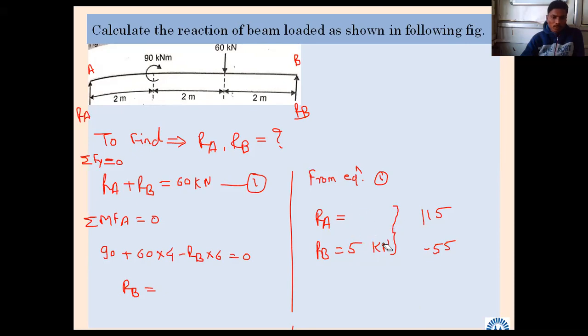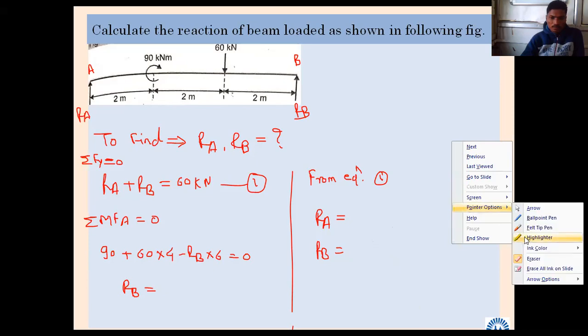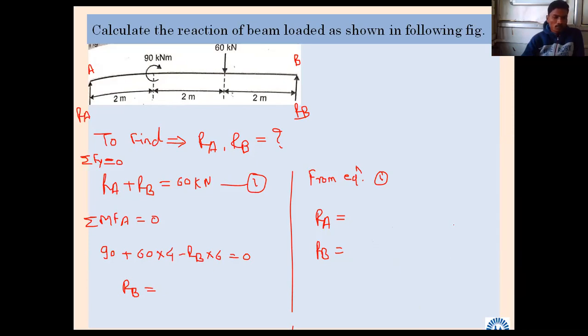And RB? 55. Sir, my RB is same, 55. Yes, sir. Same, sir. RA is how much? 55. 5, sir. Okay. And RB is 55. These are the correct answers. Don't worry. These are the correct answers.